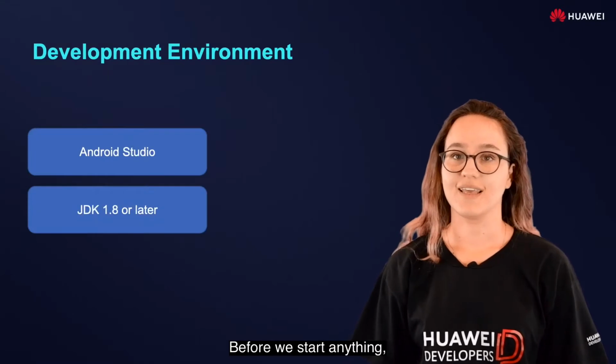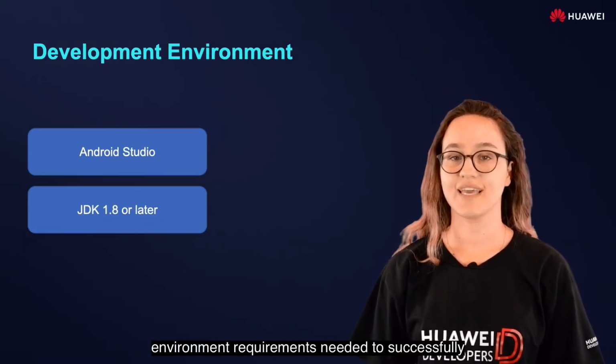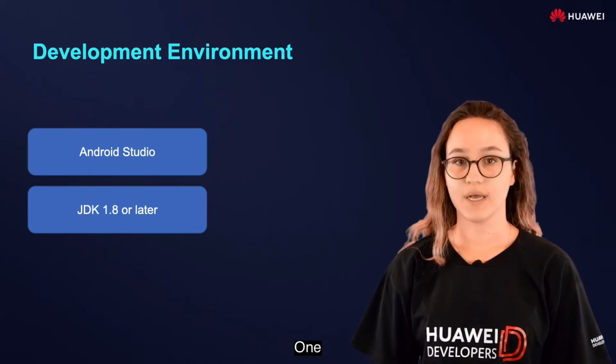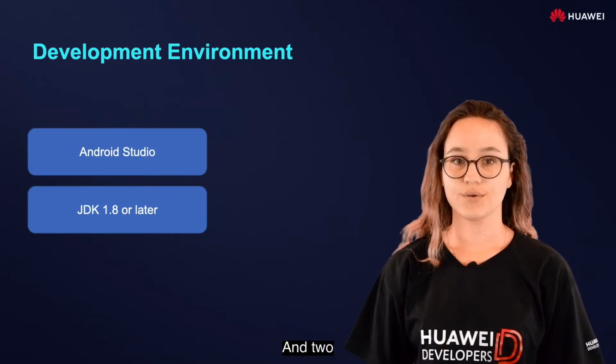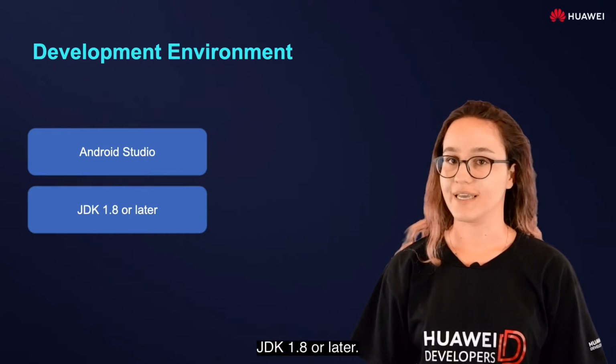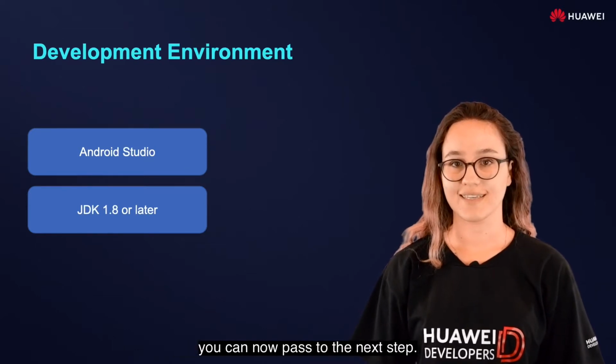Before we start anything, you need to make sure you have the following environment requirements needed to successfully integrate Awareness Kit. 1. You need to have Android Studio installed in your computer, and 2. JDK 1.8 or later. After you make sure of these prerequisites, you can now pass to the next step.